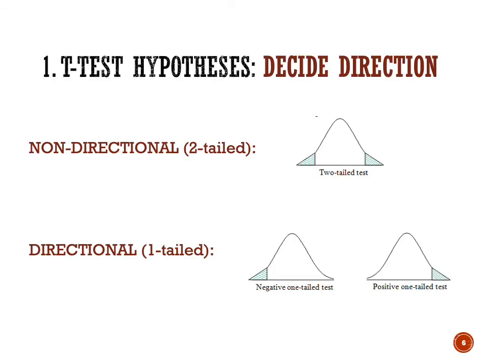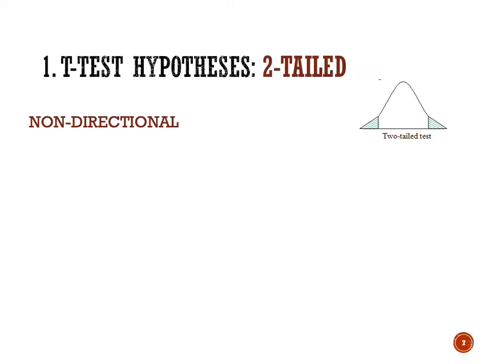All right, so there's two possibilities for the t-test hypothesis. They can be non-directional or directional. And the first step is to figure out which one it is. This is really important because it helps us in the next step when we set our criteria. So if it's non-directional, then you have a two-tailed hypothesis. This just means that you don't know which direction the difference might be.